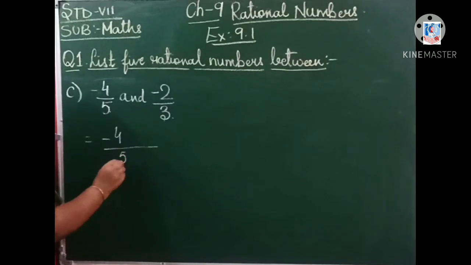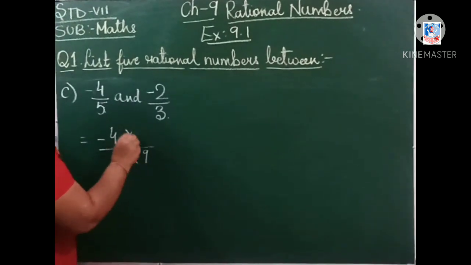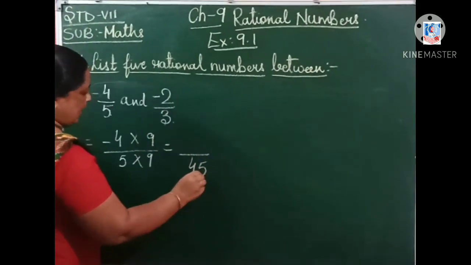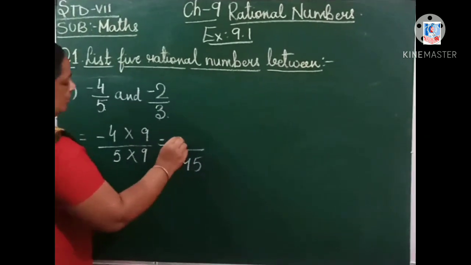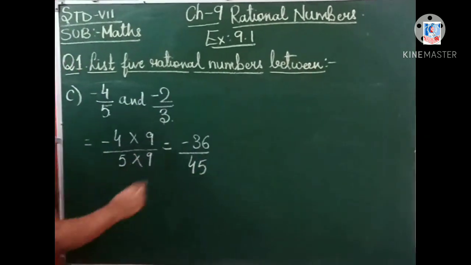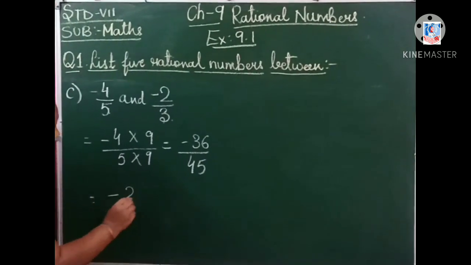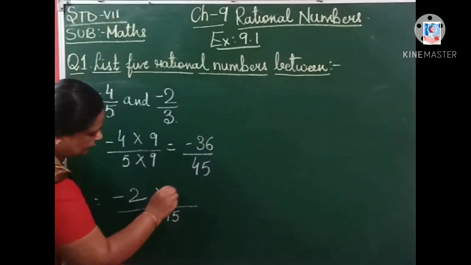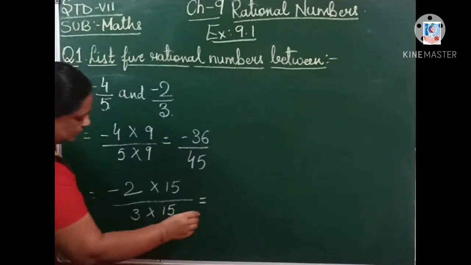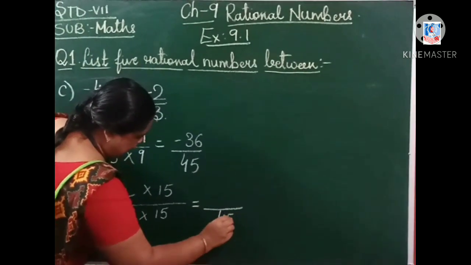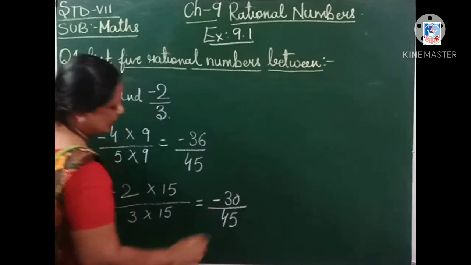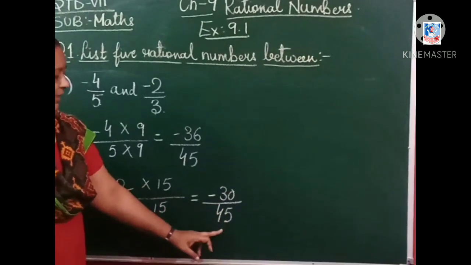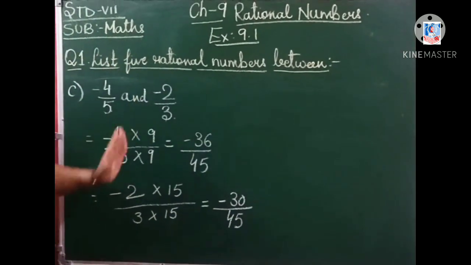-4 by 5 into 9 is equal to, 5 nines are 45, and -4 into 9 is -36. Now next, this one, -2 by 3 into 15 is equal to -30 by 45. Now see, with -36 by 45 and -30 by 45, you will get 5 rational numbers.